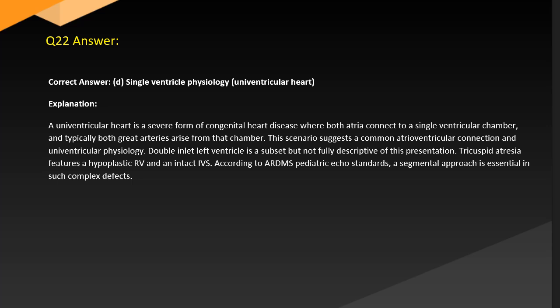Answer. Correct answer D. Single ventricle physiology, univentricular heart. Explanation. The univentricular heart is a severe form of congenital heart disease where both atria connect to a single ventricular chamber and typically both great arteries arise from that chamber. This scenario suggests a common atrioventricular connection in univentricular physiology.